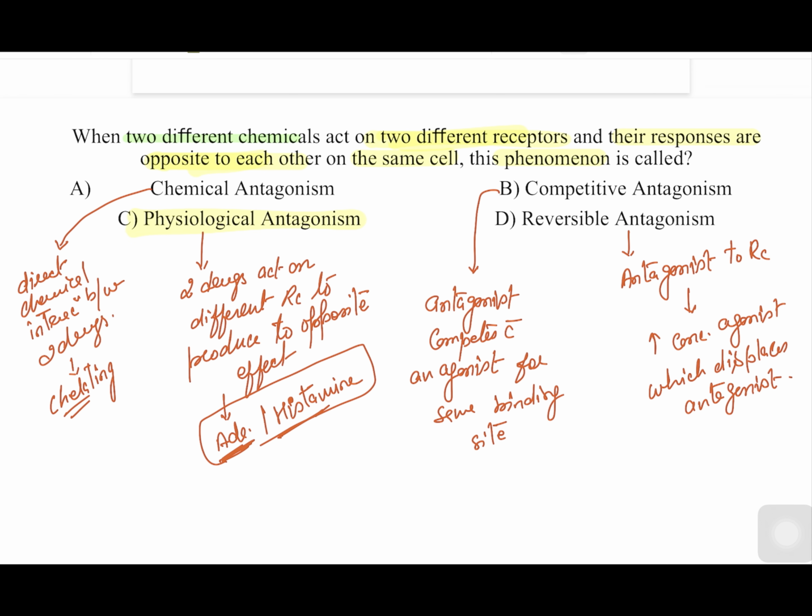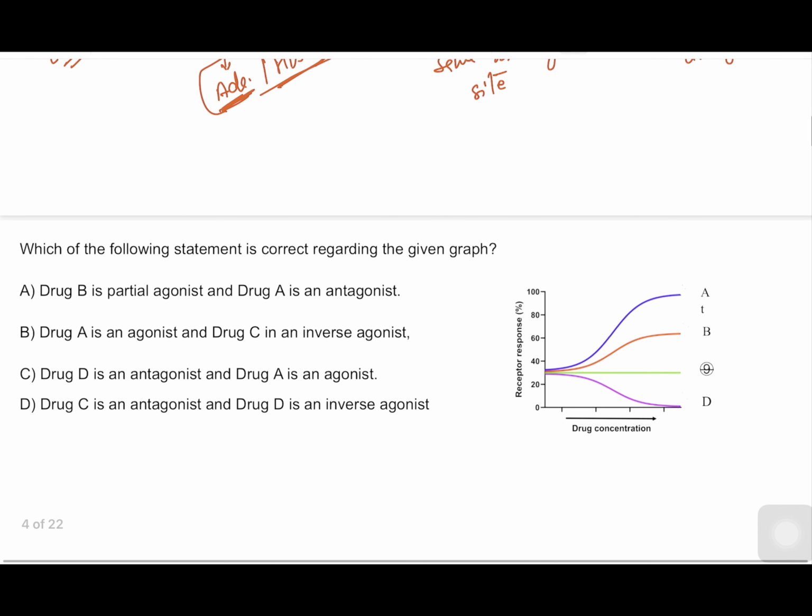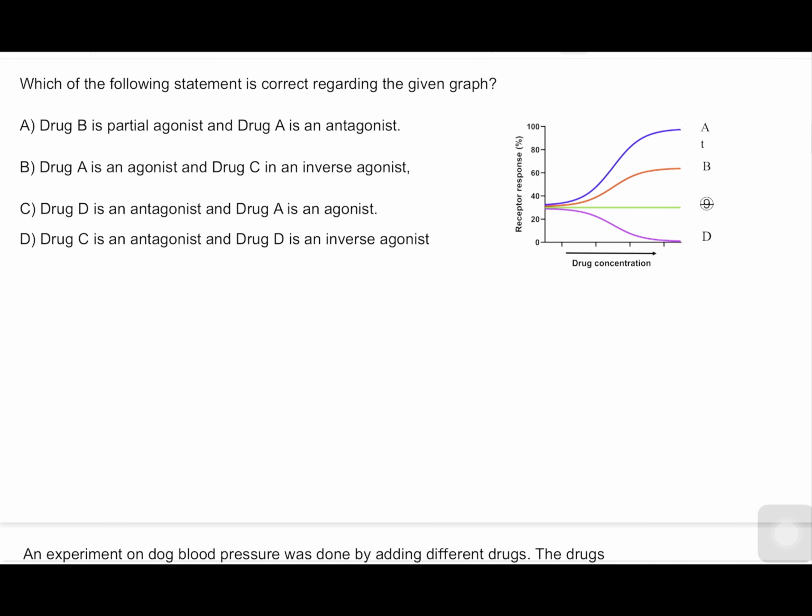Here the question is asking about two drugs binding onto two different receptors with responses opposite to each other. That is our physiological antagonism. So the correct answer will be physiological antagonism.